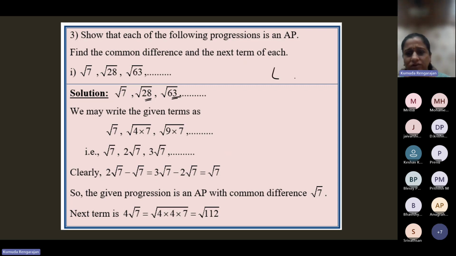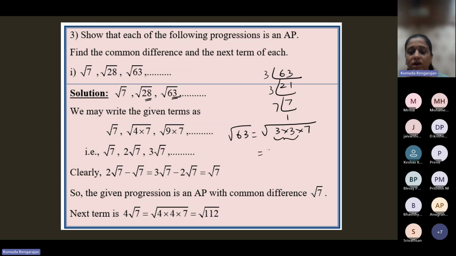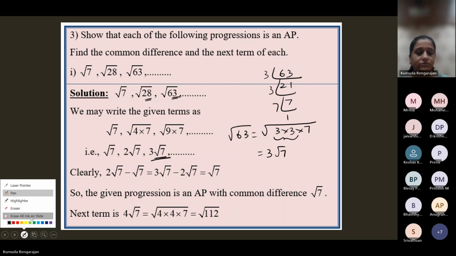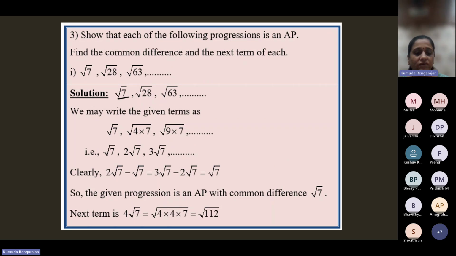Otherwise, you can easily do this one. 3 times 21, 3 sevens are 21, 7 ones are 7. So square root of 63 is equal to square root of 3 into 3 into 7. From 2 threes, one 3 comes out. So 3 root 7. Whichever way. All right. So root 7 is root 7. Root 28 is 2 root 7. Root 63 is 3 root 7 and so on.